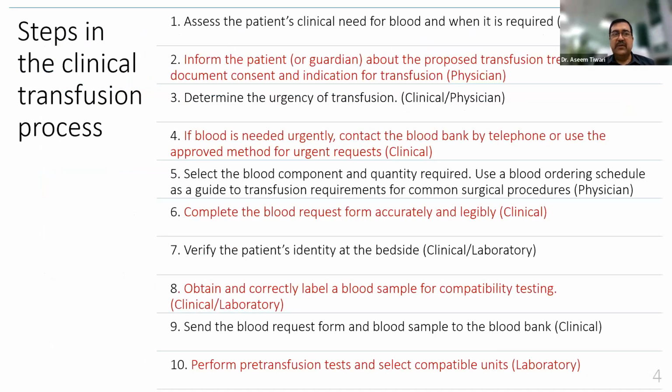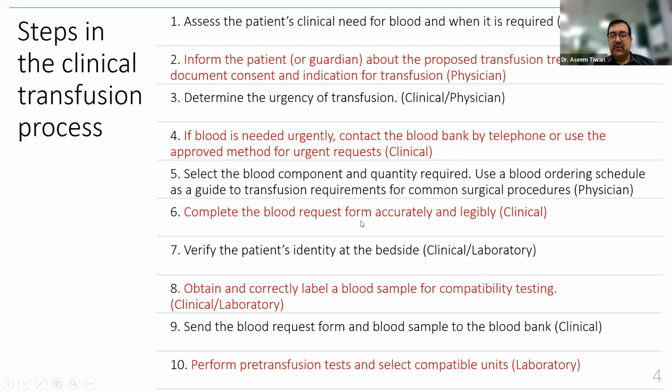Now, there are several steps in the clinical transfusion practice. The first is that we assess the need for the blood. We take the consent of the patient. We determine the urgency of the transfusion. If the blood is needed urgently, then we contact the blood bank by telephone and use the approved method for urgent request. In case of elective, we select the blood component and the quantity required. We use the blood ordering schedule as a guide to transfusion requirement. We'll talk about all these things one by one.